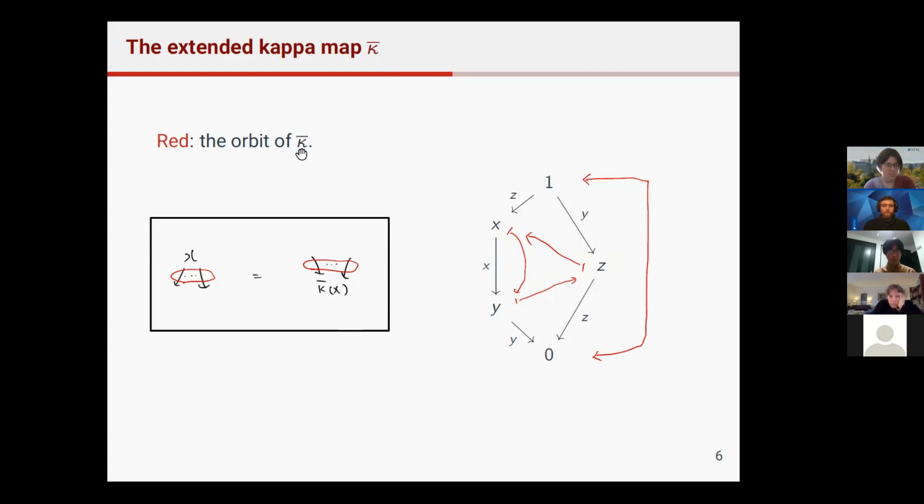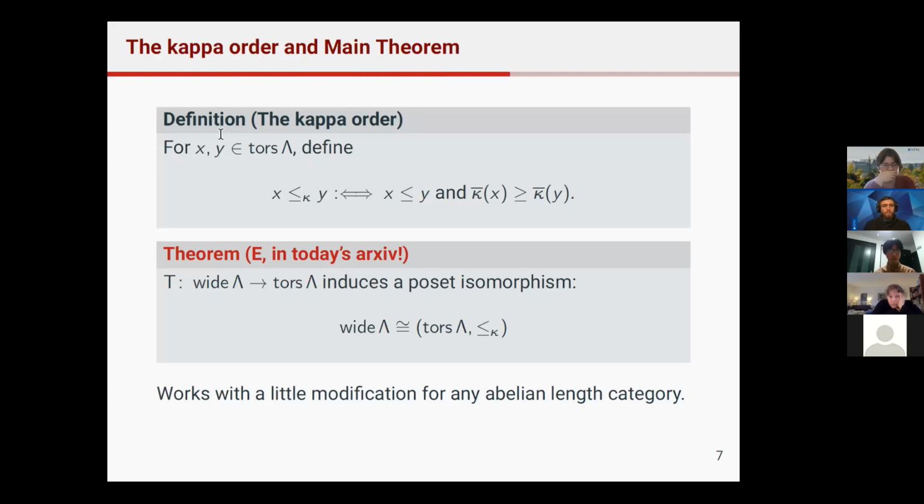So we have this extended kappa map, and by using this kappa map, we can define a new partial order poset structure on tors lambda as follows, which I call the kappa order. For two elements x and y, we define this relation as follows. x is less than or equal to y in the original poset structure, and by applying the extended kappa map, the relation reverses, so kappa of x is greater than or equal to kappa of y. In this case, we write this. So this is clearly a new poset structure, which is stronger than the original poset structure.